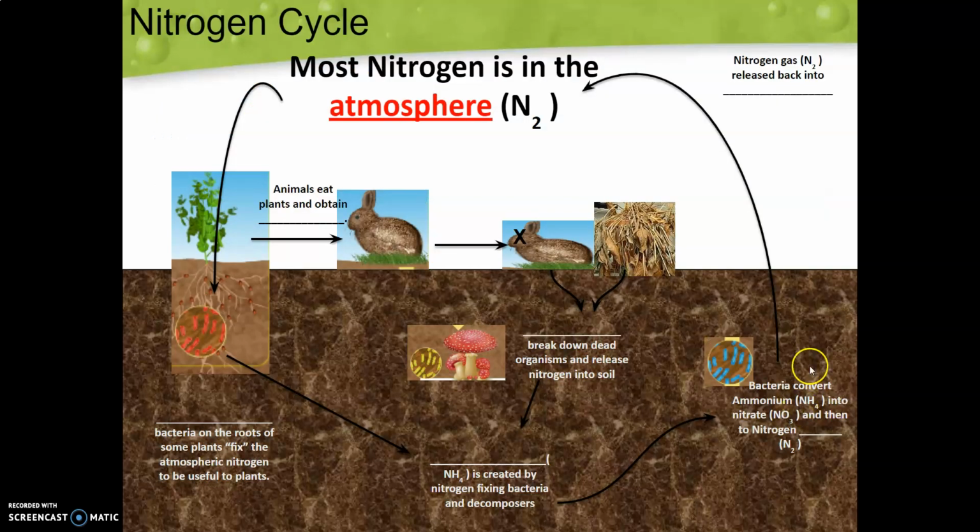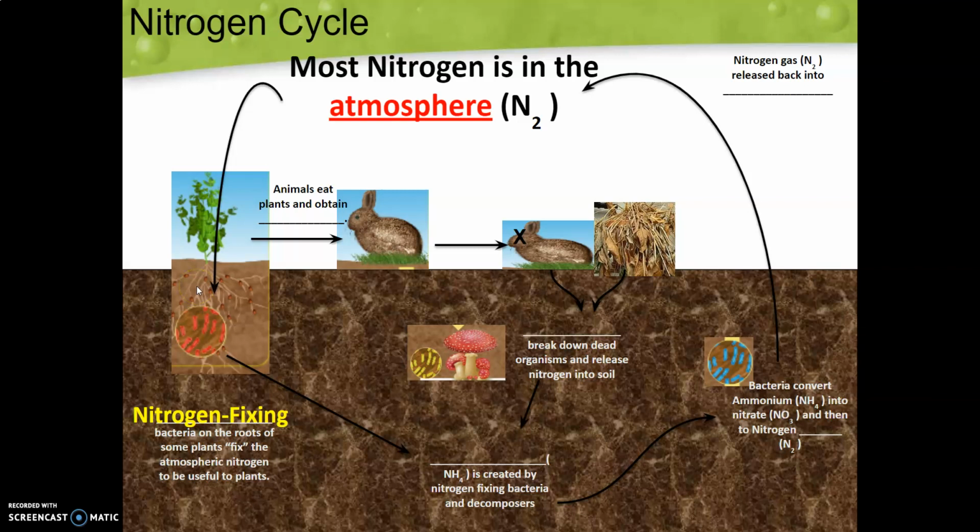So this is what you are going to be filling in on your notes handout. Most nitrogen is going to be found in our atmosphere. The gas is shown as N2. Our first vocab term down here is called nitrogen fixing. This bacteria help fix atmospheric nitrogen to be useful to plants. So that's what this arrow is showing.